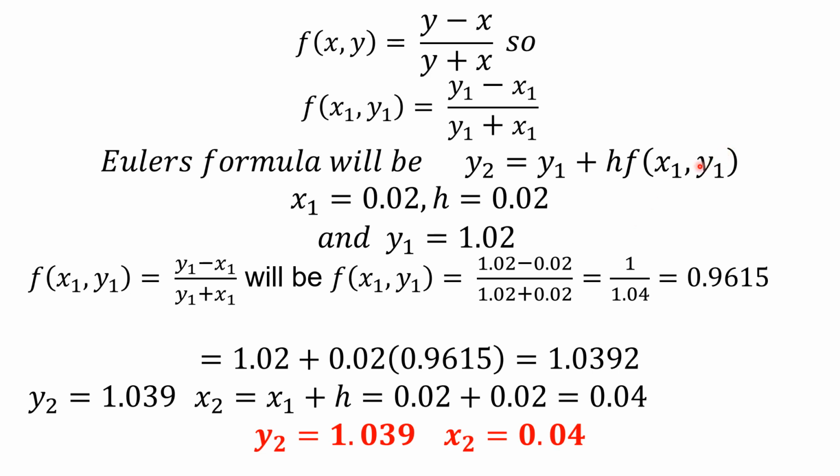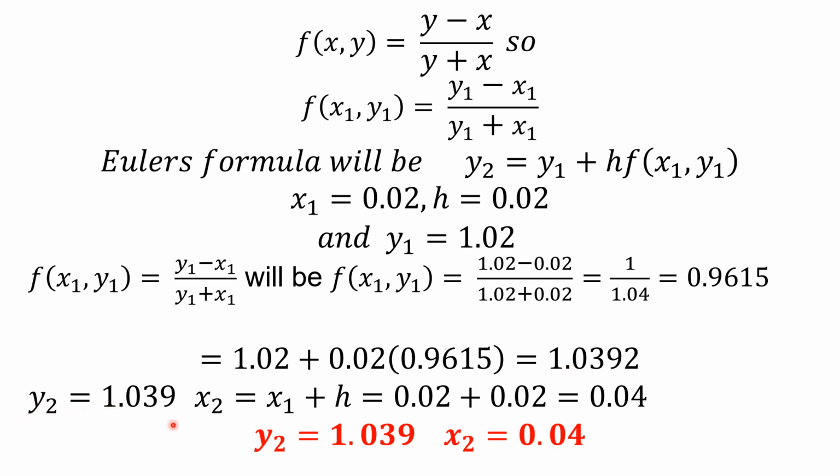Same thing I'm putting here. y1 we have already calculated, h we have already calculated. Same values we are using: 1.0 plus 0.02 multiplied by 0.9615. So simplifying, this is the answer. That's the value of y2.